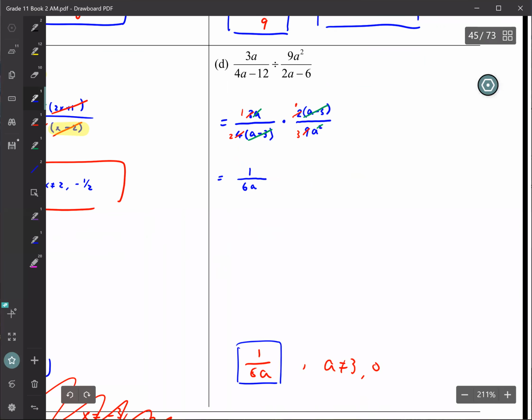And then for the restrictions, you look at 3 places. 1, 2, 3. You can ignore all the constant parts. So that's 3 and 0.